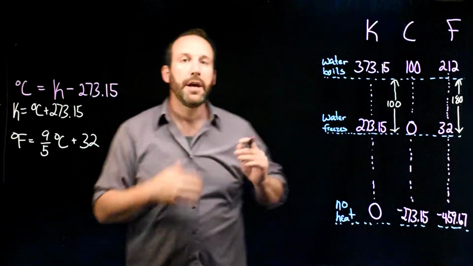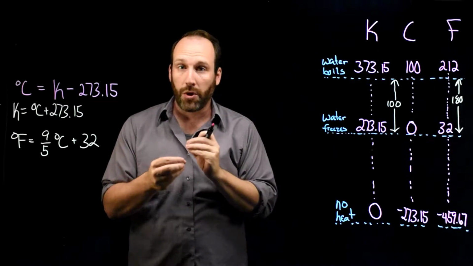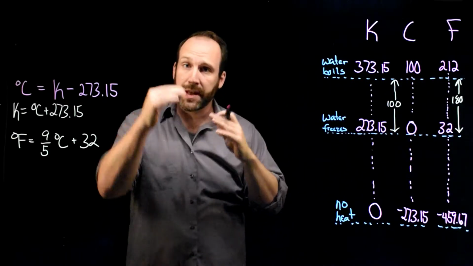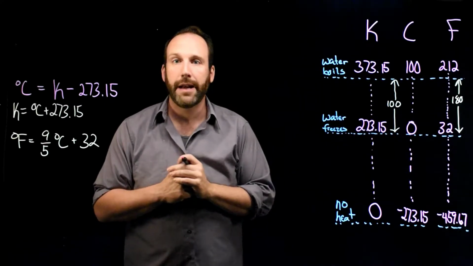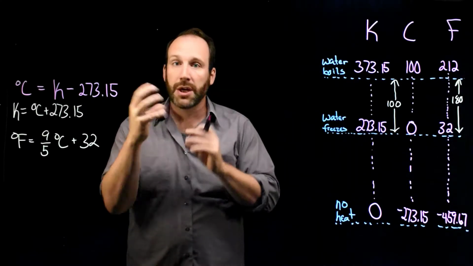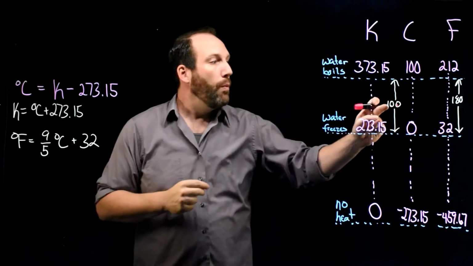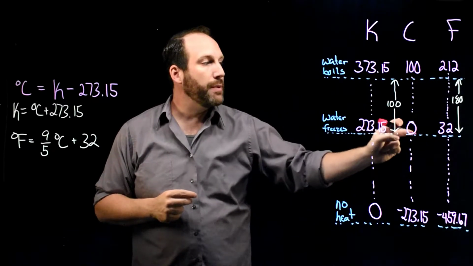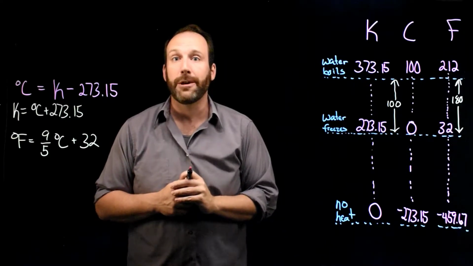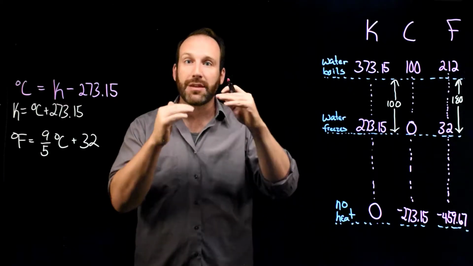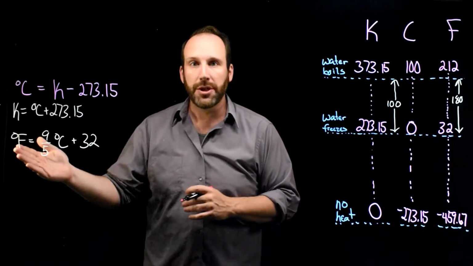Okay? The conversion between Celsius and Fahrenheit is a little more complicated. These two scales are offset from each other as well, right? 0 Celsius is 32 Fahrenheit. So the scales are offset, so there's going to be some addition or subtraction. But remember, where there's 100 divisions between freezing and boiling here, there's 180 divisions between freezing and boiling here. So we have to take into account that the scales are offset and that the scales are different sizes. Okay? And so the equation that we get is right here.